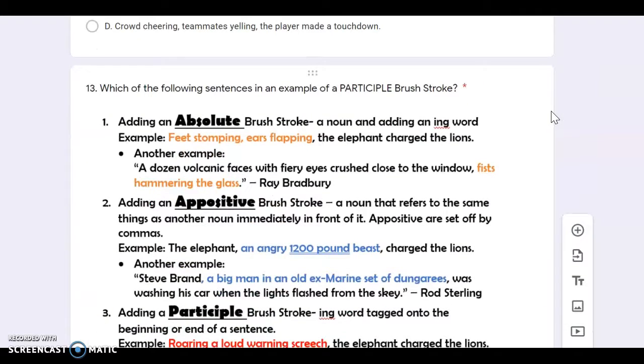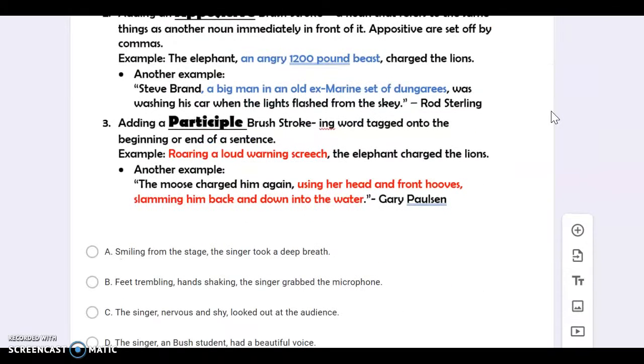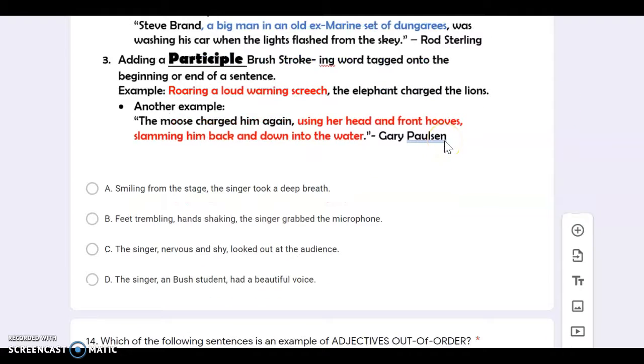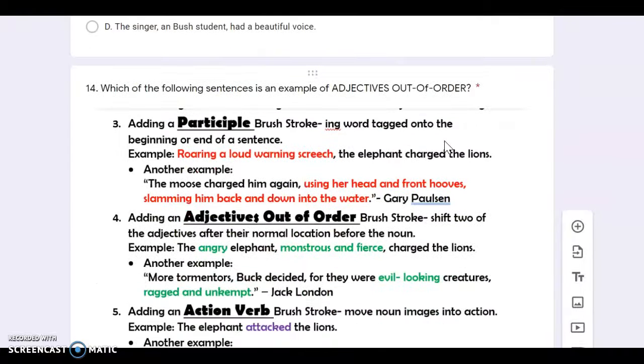13. Which of the following sentences is an example of a participle brushstroke? A, smiling from the stage, the singer took a deep breath. B, feet trembling, hands shaking, the singer grabbed the microphone. C, the singer, nervous and shy, looked out at the audience. D, the singer, a Bush student, had a beautiful voice.